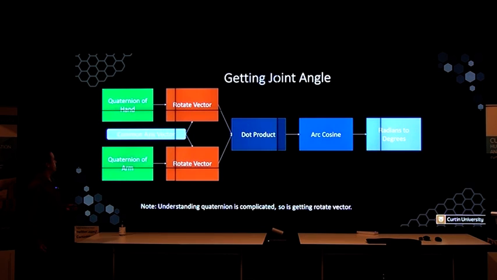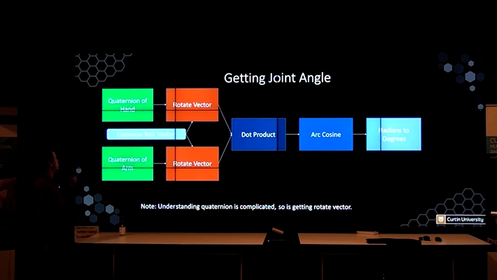Right, so getting the joint angle, just a bit of note, I don't completely understand Quaternion because it's complicated. And getting the rotation vector, the maths behind it's easy. Unfortunately, it's very tedious and not nice to look at. And I'll be forever here going through it if I do show you the maths. So anyway, the Quaternion of the hand and the arms are already given.